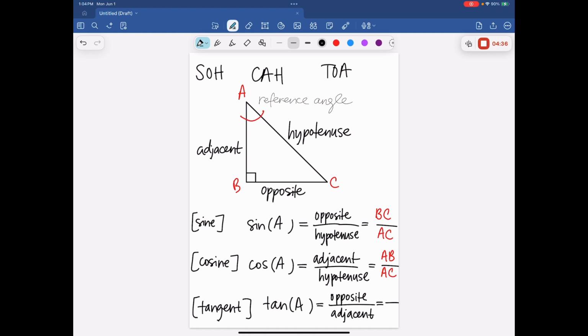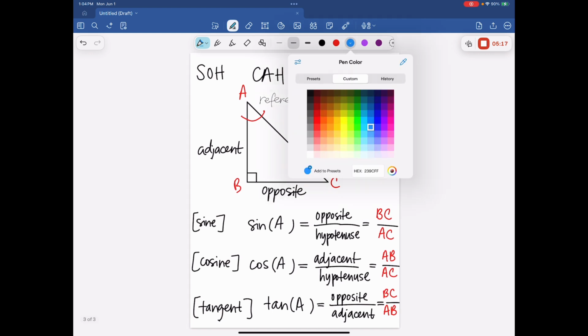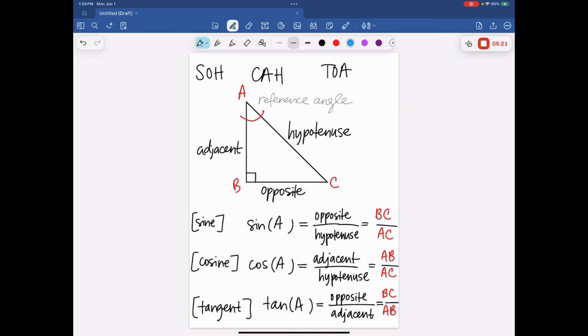And then lastly, let's do the tangent of angle A. The tangent of angle A is going to be the opposite over the adjacent. We know that the opposite side is going to be BC, and the adjacent side is going to be AB. So the tangent of angle A is going to be BC over the adjacent, AB. So in our next video, we're actually going to put some numbers to this and see in more detail how we can go about solving using our trig functions.